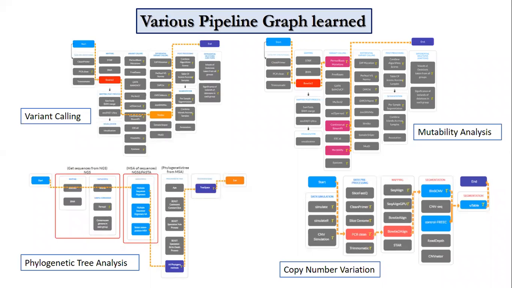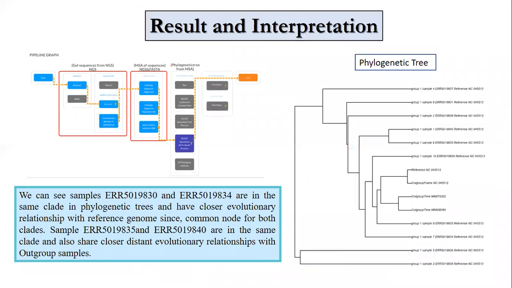Here are the different pipeline graphs which I learned during my course to identify different things like variant calling, mutability analysis, phylogenetic tree analysis, and copy number variation. Different pipelines are used for analyzing the results for different things.